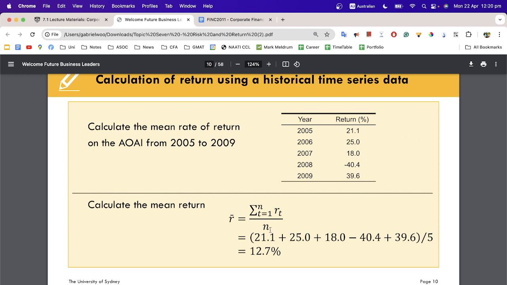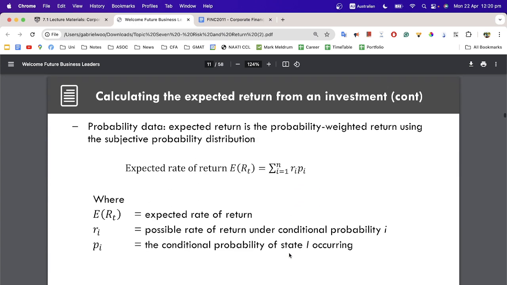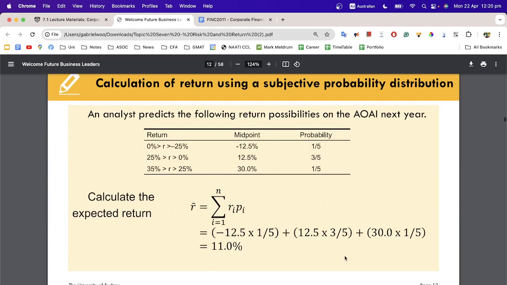However, it is a very skewed number since we have major swings and fluctuations that are smoothed out by the average. Another thing we could do is what we call a subjective probability-weighted distribution. So here we have a return figure. So 0 to 25%, we give it a 1 out of 5, so a 20% probability. 25% to 0%. 0% or negative 25% has a 25% probability.